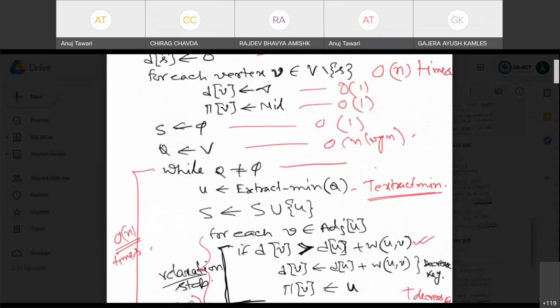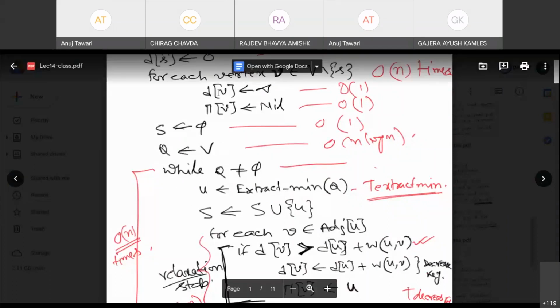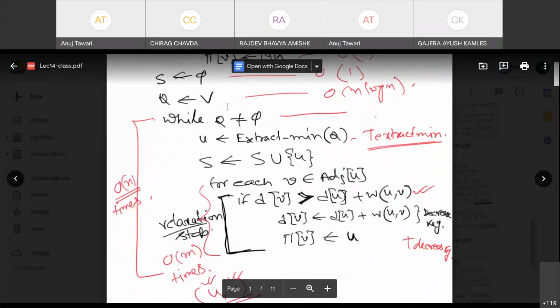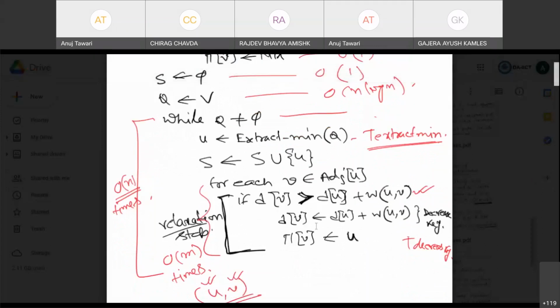And then we set this priority queue to the set V, and we applied this extract minimum operation to find the vertex with the shortest D value. And then we just applied this relaxation operation. If dv is greater than du plus wuv, we'll set dv to du plus wuv.